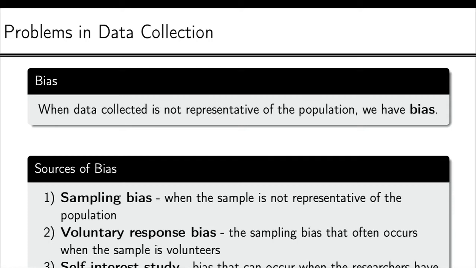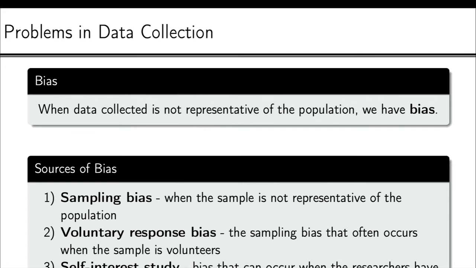Let's talk about one of the biggest problems that arises when people are collecting data, and that is bias. Bias is just an overarching term that refers to when the data collected does not represent the population for some reason or another. There could be all kinds of reasons, but when our sample and the data we collect does not represent the population as a whole, then we have bias.